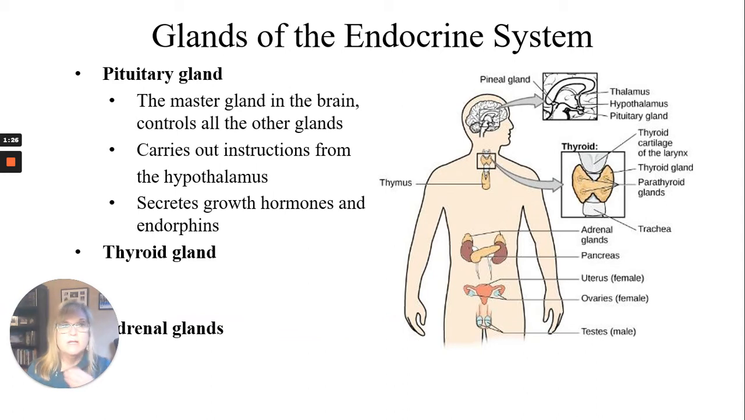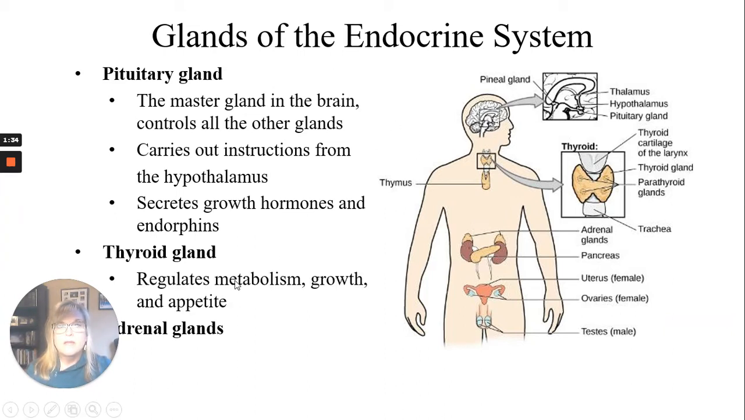The pituitary gland is located in our brain, very deep within our brain, but it's a really important gland. The thyroid gland is in our neck, and a lot of us are familiar with people that have thyroid problems. I'm going to talk a little bit about what happens when you have a thyroid problem and some of the symptoms that you might have. So the thyroid gland regulates metabolism, growth, and appetite, and that's located in our neck.